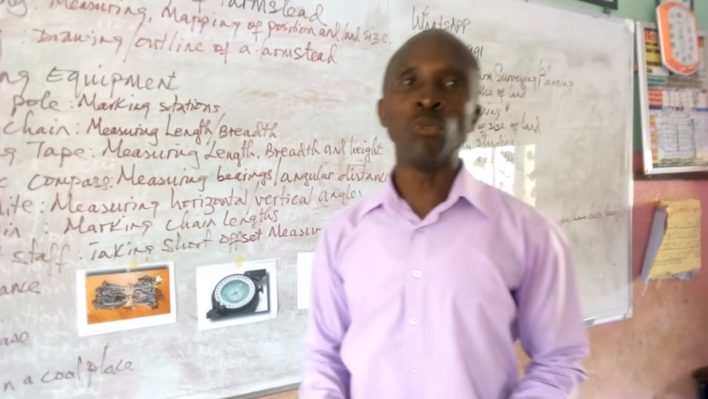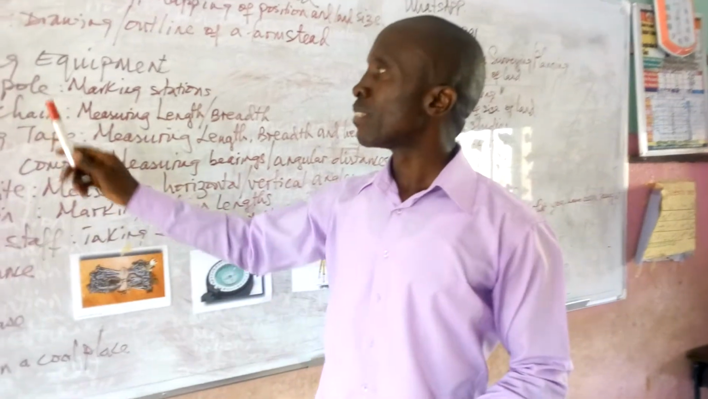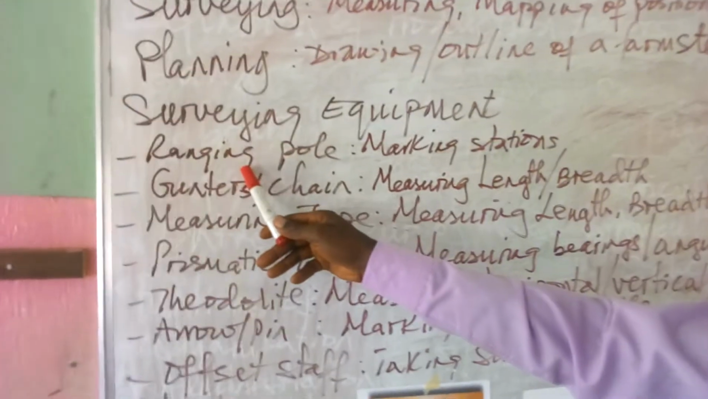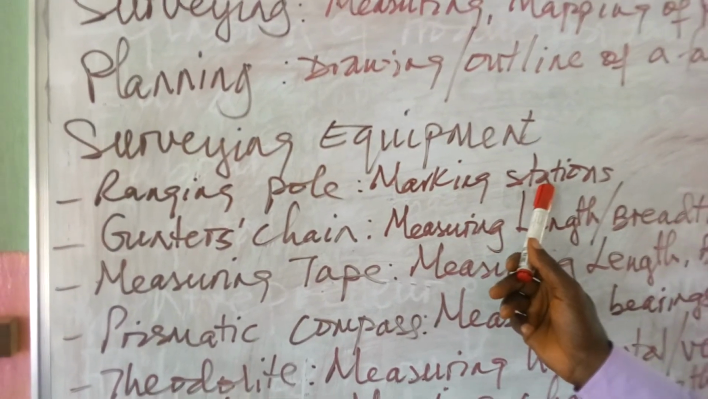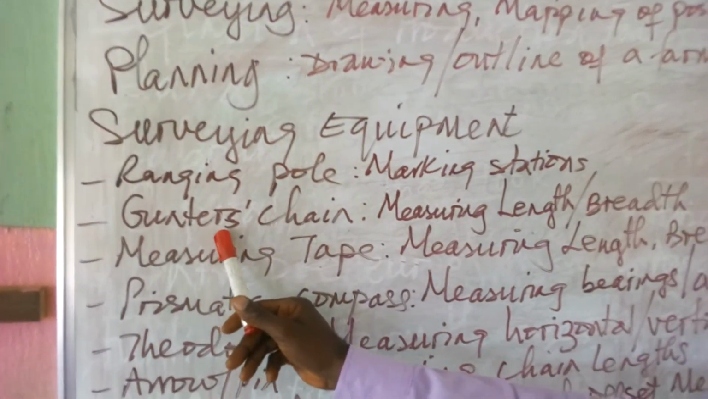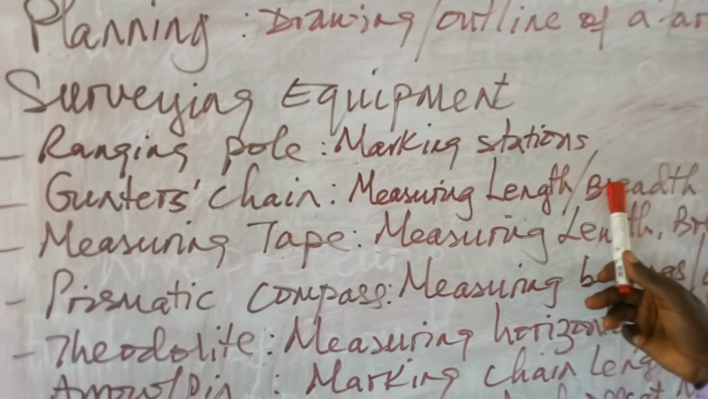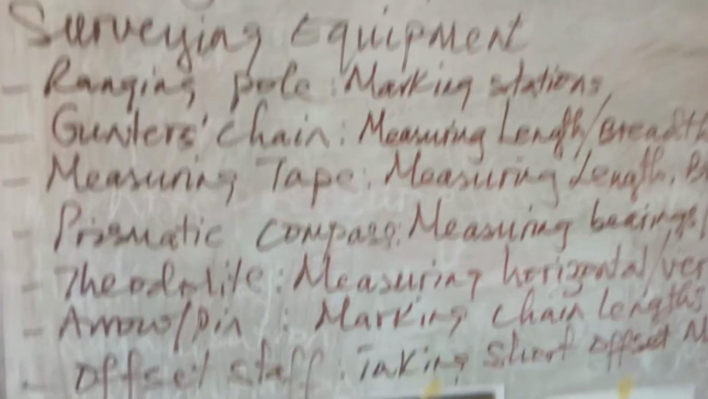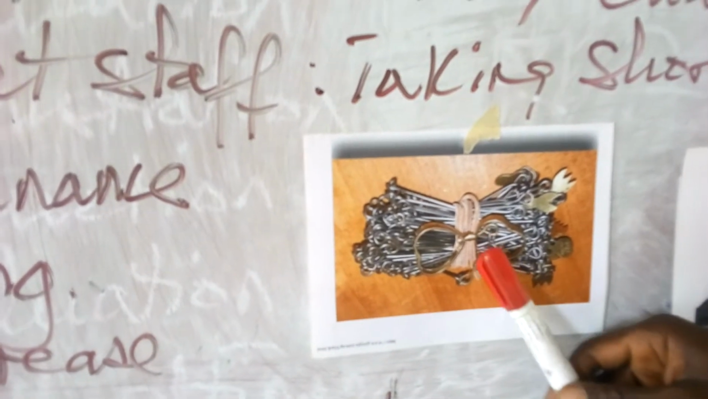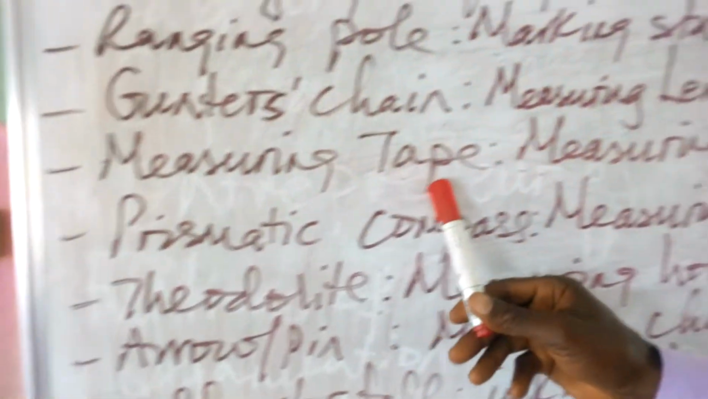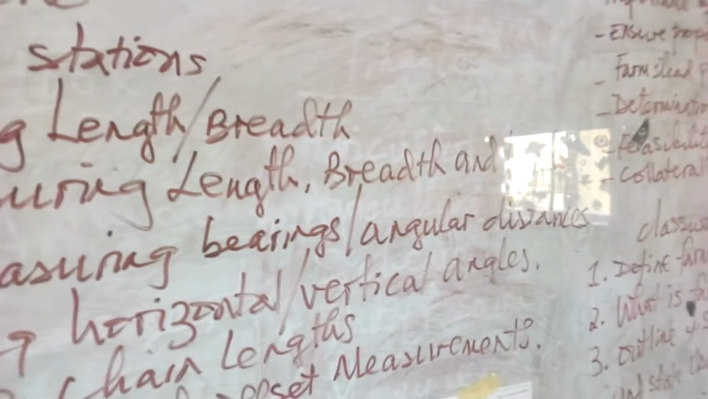Now, equipment is used in the process of farm surveying and planning. The first is called ranging pole. Ranging pole is used for marking stations during farm surveying. Gunter's chain is used for measuring the length and breadth of the land. This first picture you saw here is the Gunter's chain. Then the next one is measuring tape. This is used for measuring length, breadth, and height of the land.